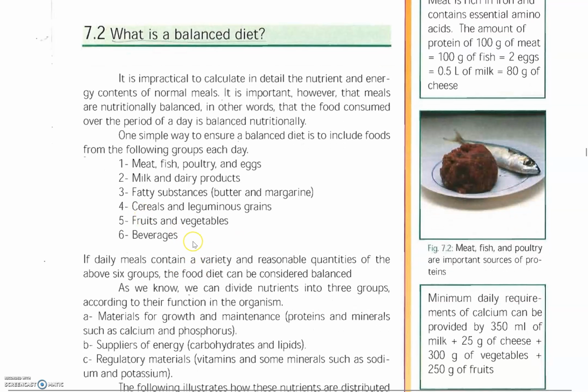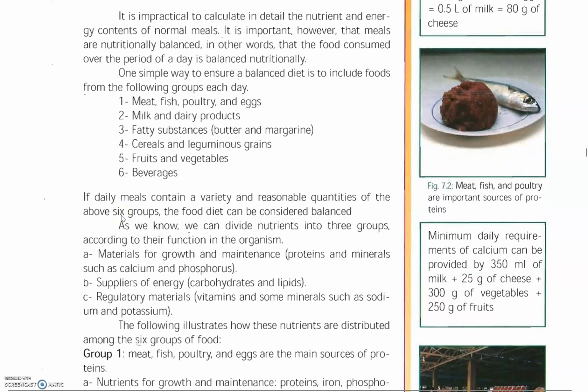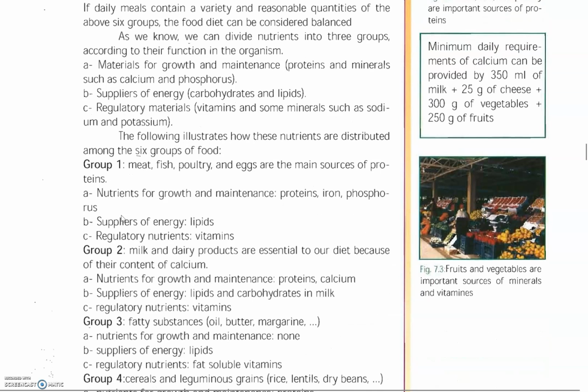Here they are detailing 6 groups of food. So meat, fish, poultry, eggs, milk, dairy products, etc. And then they are detailing what each group contains. So here we need to study the details. So for example, the group 1, meat, fish, chicken, eggs, are not only sources of proteins. They are the main source of proteins, but they also contain lipids and vitamins.